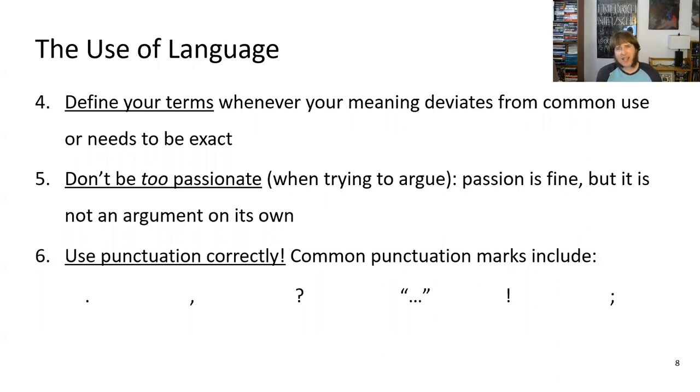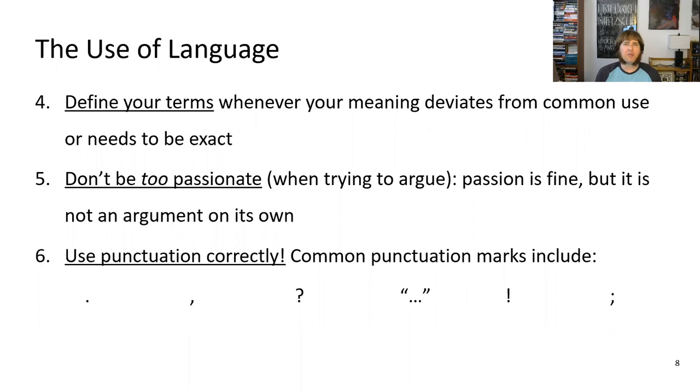It can also be used to mark a trail off. Generally speaking, don't do that, at least not in your writing for me, because I'm always going to wonder, well, what's in the trail off? What are you trying to get at? Exclamation point, right? Used for emphasis, excitement.